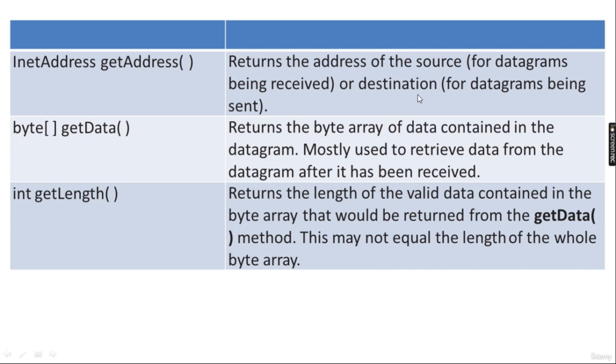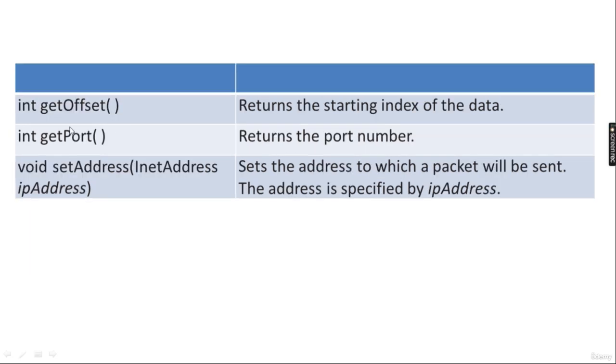So getData will get the data after it has been received, and getLength returns the length of the valid data contained in the byte array. It is important that it is the valid data that would be returned from the getData method. So it will only give you the length of the valid data. This may not be equal to the length of the whole byte array. Integer getOffset returns the starting index of the data.